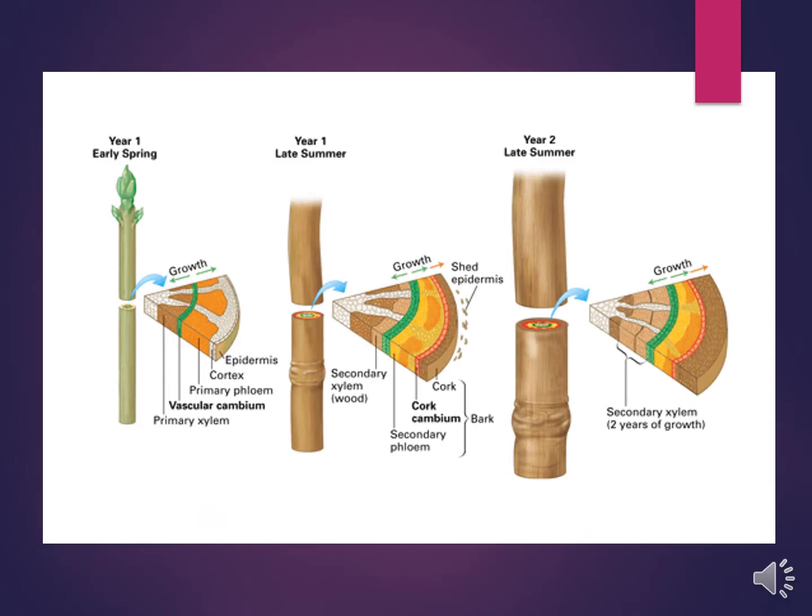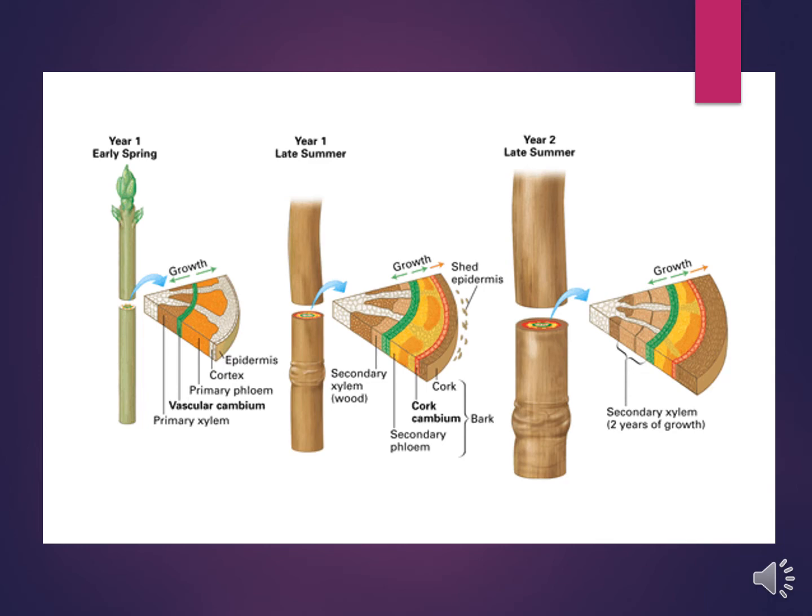This is another example of plant secondary growth. Let's see for year 1. Normally it goes into primary growth, and from year 1 late summer to year 2 late summer, the plant increases in diameter. So it means the plant is undergoing secondary growth.